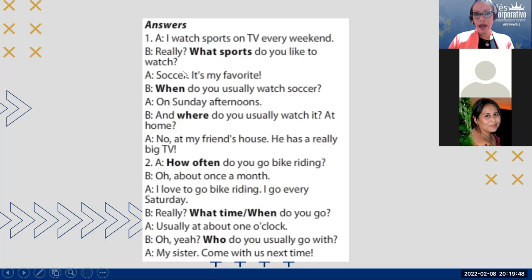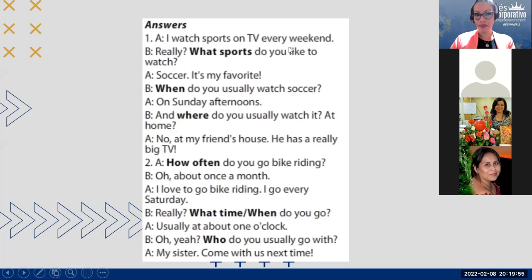Let's repeat. I watch sports on TV every weekend. Really? What sports do you like to watch? Soccer, it's my favorite. When do you usually watch soccer? On Saturday afternoons. And where do you usually watch it? At home? No, at my friend's house. He has a really big TV.